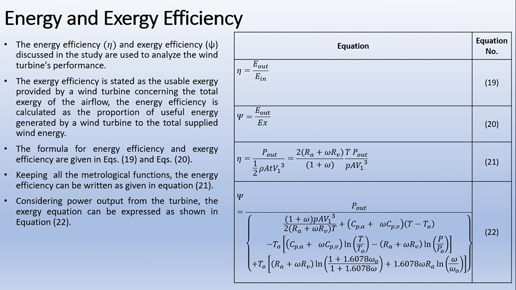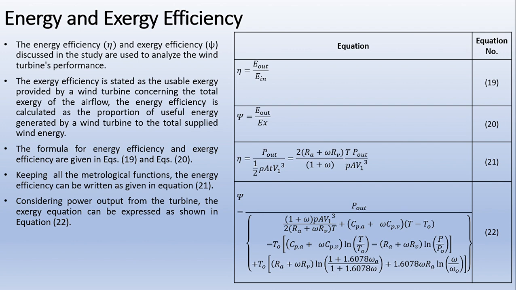Now, the energy and the exergy efficiency. The energy efficiency eta and the exergy efficiency psi are used to analyze the wind turbine performance. Energy efficiency is equal to E out by E in, shown in equation number 19, and the exergy efficiency psi is equal to E out by Ex, given in equation number 20.